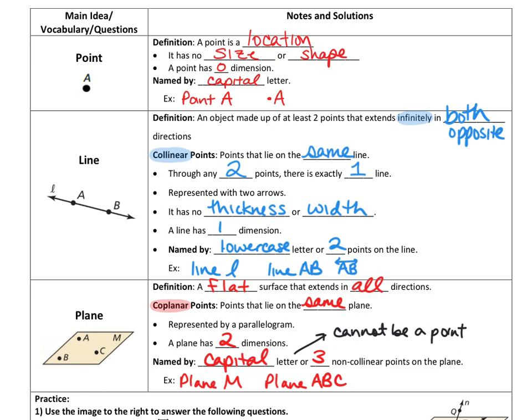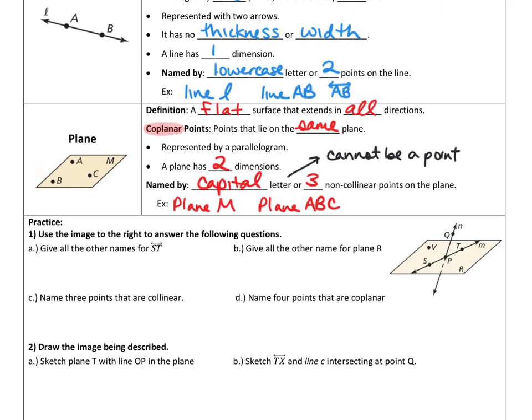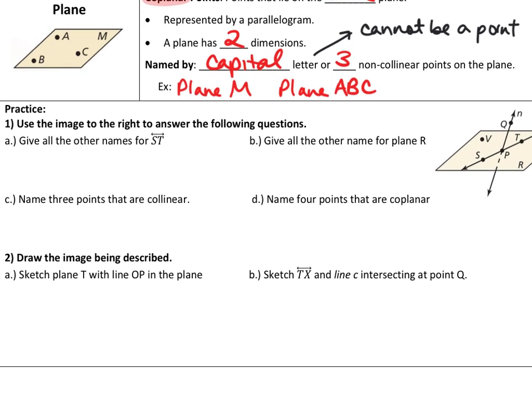If we come down to these practice questions down here, it's really going to be about naming stuff correctly because that's super important in geometry, especially because I'm going to start calling things by their proper names. And if we don't know what I'm talking about, then we're straight up lost. So we're going to use this image here, and we're going to name different things for this image. For number 1, part A says give all the other names for ST with a line on top of it. Is that talking about a point, a line, or a plane?